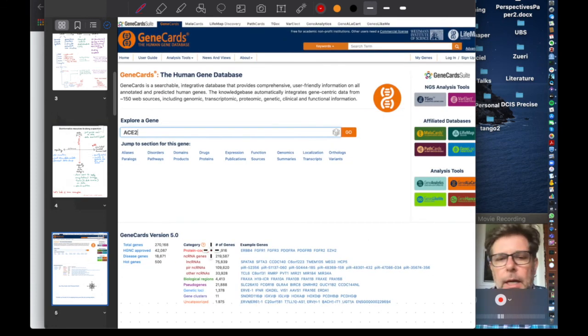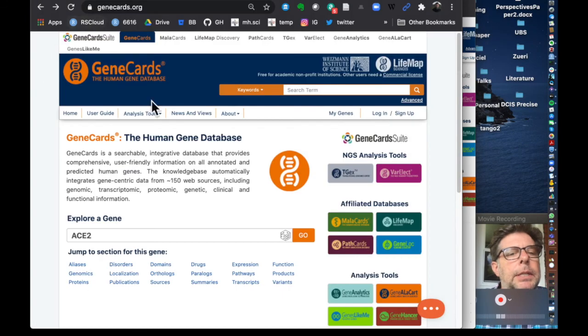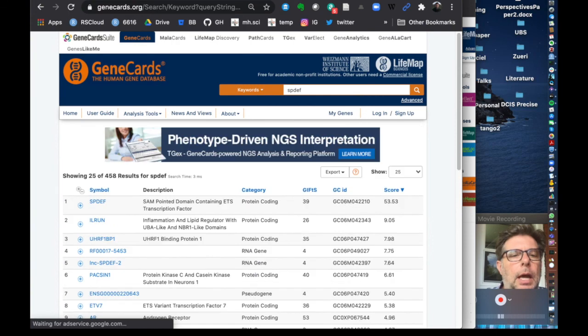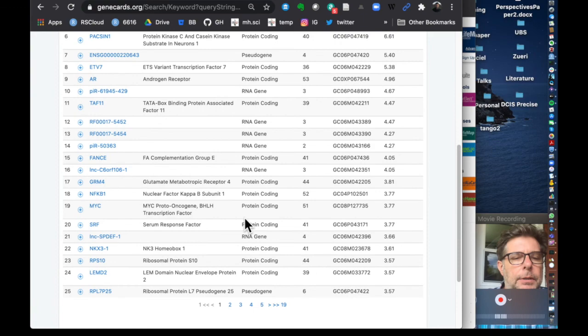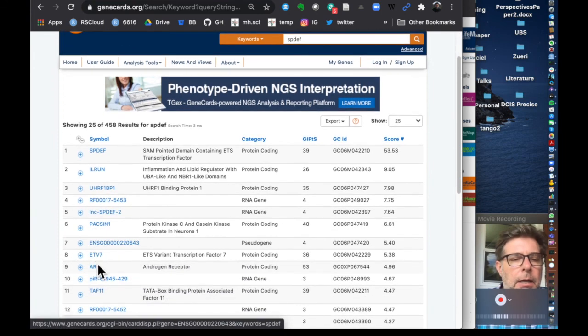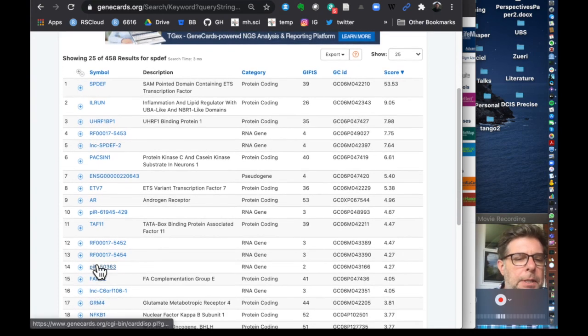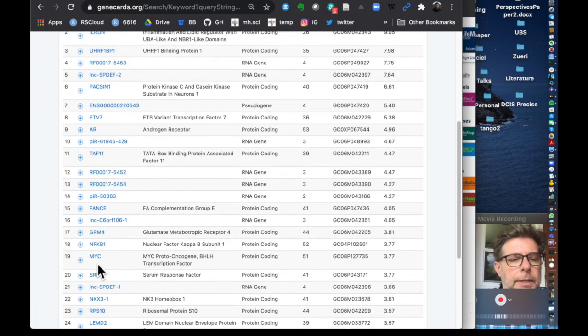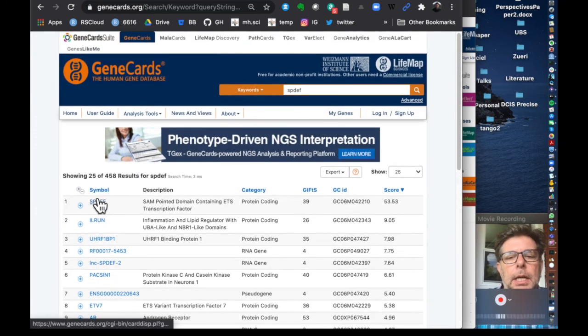Okay, so what is GeneCards? Well, let's explore it. This is the website for GeneCards, and I'm really interested these days in a gene called SPDEF, and if I click on that, I get a list of different options. Very clearly SPDEF is right here, the first hit. There are some SPDEF related things. This is a long non-coding RNA. It might be interesting. It probably overlaps SPDEF, or maybe it's even known to regulate it. I'm not sure. But we start in here.